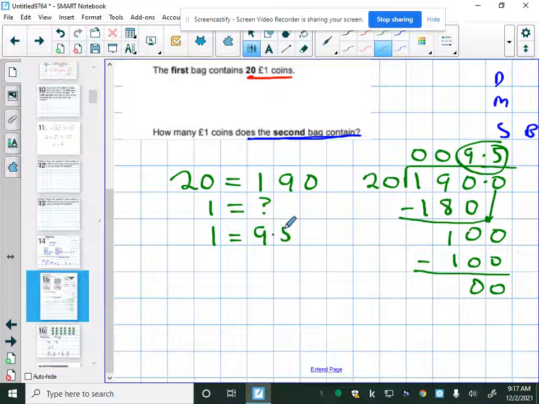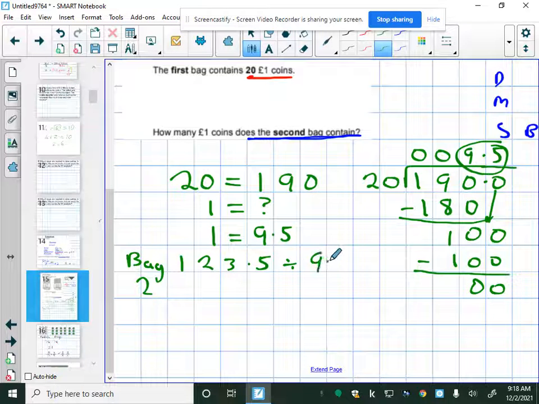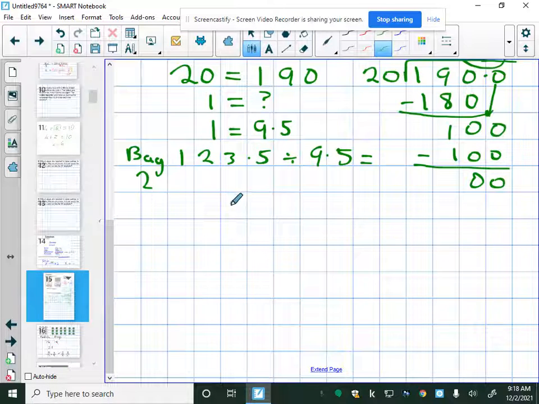I've been given the weight of bag 2. Tells me bag 2 weighs 123.5. So all that remains to be done now is to form my number sentence. So my number sentence should be, for bag 2, it should be 123.5 divided by 9.5, and that should tell me how many coins are in that bag. So I'll go ahead and do that. I'll put my 9.5 here.